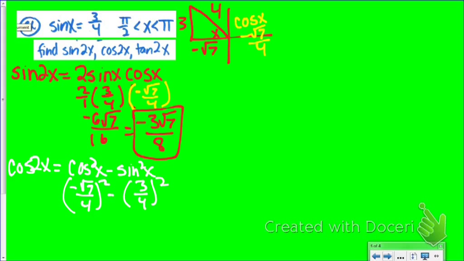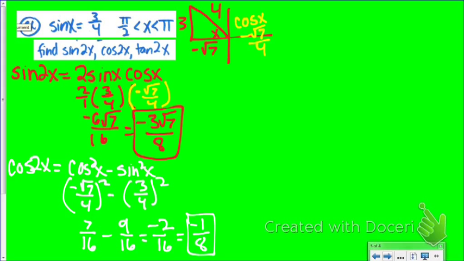And just remember, whenever you square your fractions, you square the top number and the bottom number. So this left fraction becomes 7 over 16. My right fraction becomes 9 over 16. I already have a common denominator. So I get a negative 2 over 16, which reduces to a final answer of negative 1 over 8.